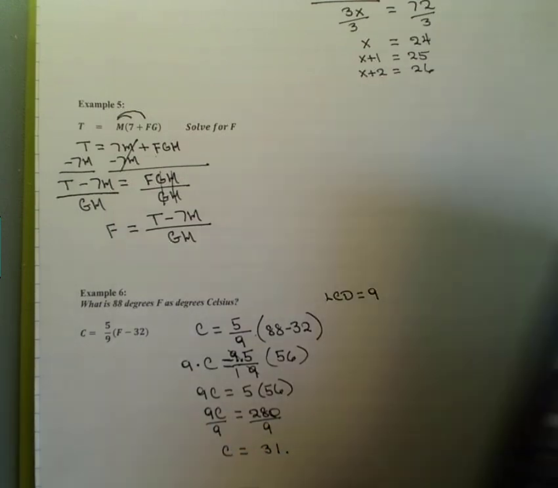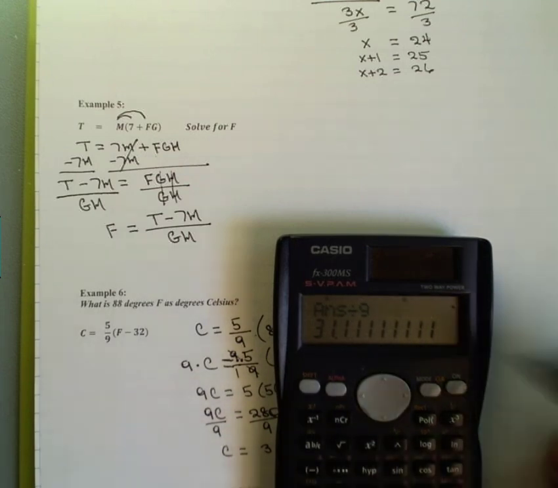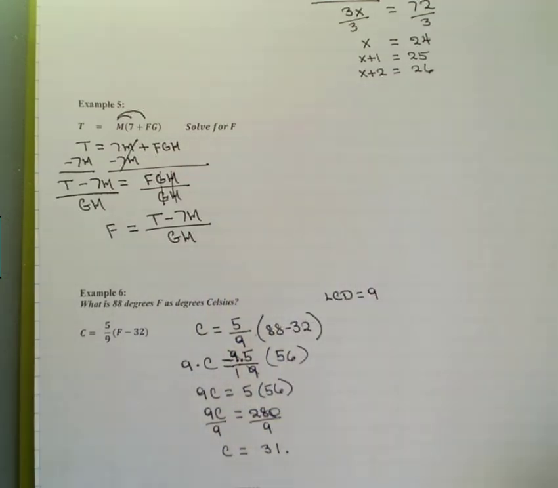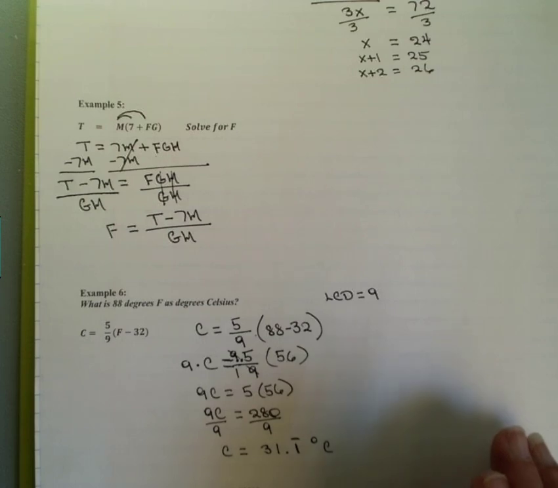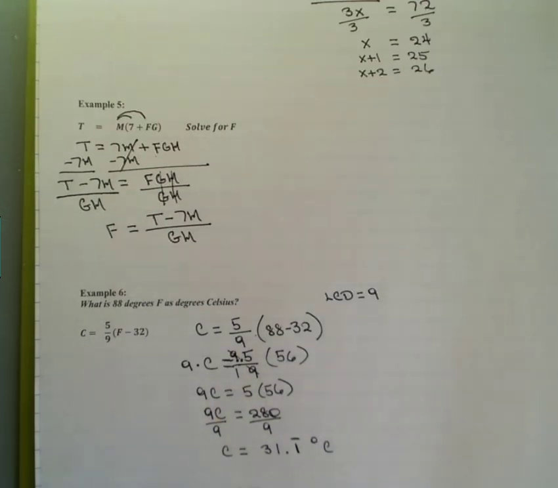My calculator kind of came out with this answer, 31.11111. Well, we can put another 1 up here for the decimal, and we can put a line over it that says it repeats forever. It's just going to keep on going. So we've got 31.1. And what is this? This is degrees Celsius, right? So what is 88 degrees Fahrenheit? 31.1 degrees Celsius. Okay, that's our first introductory lesson, and I'll see you in the next one.